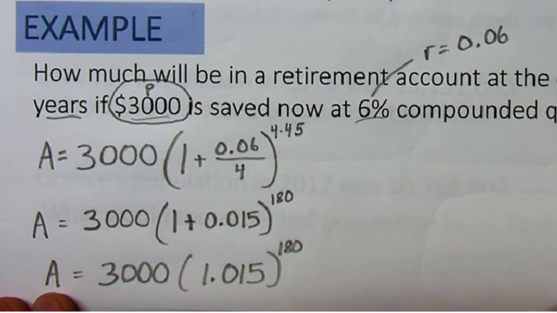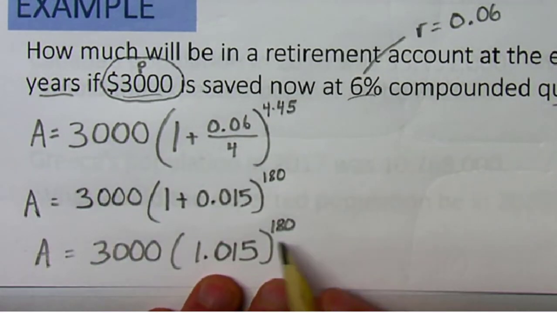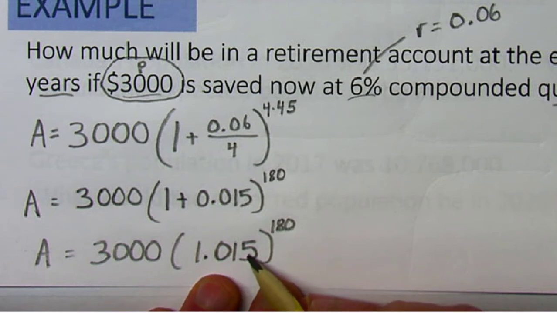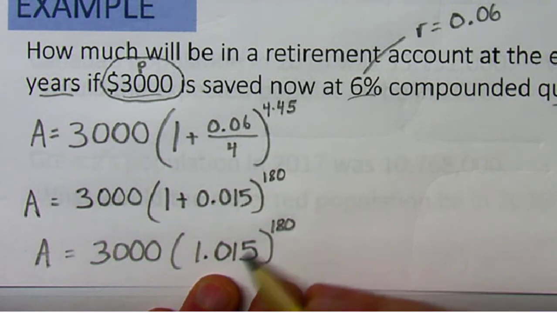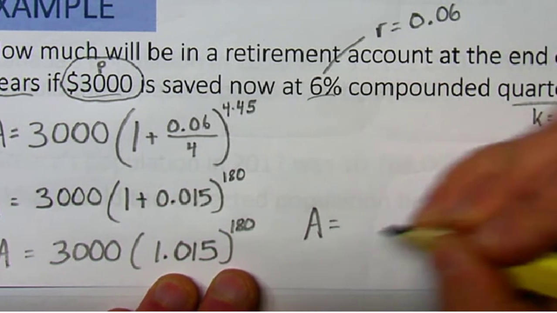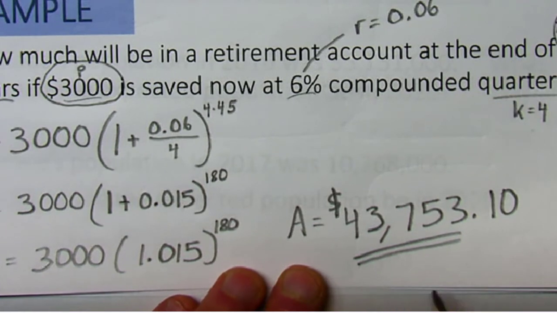And that's why this is exponential growth. So take just a minute now, and in your calculator, take 1.015 and raise that to the 180th power. And once you get that result, multiply it by 3,000. Make sure you're doing the exponent before multiplication here, though. That's basic order of operations. Okay, you should get $43,753.10. If you're not getting that number on your calculator, pause the video and make sure you get that.